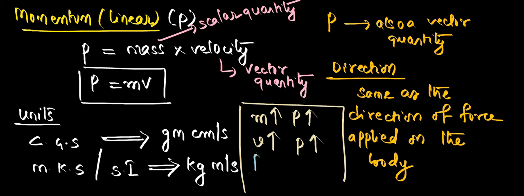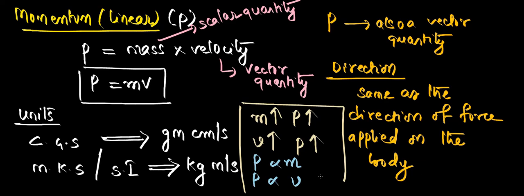So it is directly proportional to mass, also directly proportional to velocity. If you take an empty bus and a bus full of passengers, which will give more momentum? The bus full of passengers, because the bus weight plus the passengers' weight means more mass, so momentum will be more. Similarly, when you take a bullet moving with high velocity and a bullet moving with less velocity, which will have more momentum?